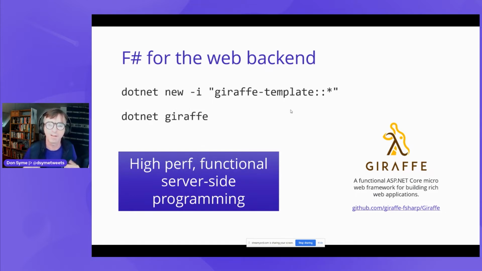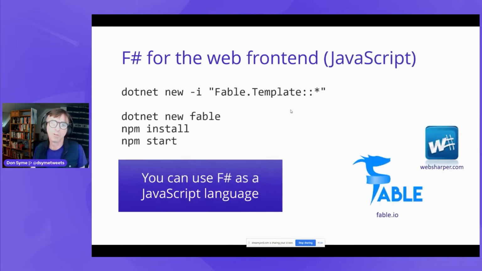There are some other choices, things like Falco and some other choices for doing F# on the web backend. And lots of the people we have in the Bonanza today have been using this. But also, you can do F# for the web front end using JavaScript, or using a system called Fable or a system called WebSharper. And I've given you the getting started instructions here for using Fable.